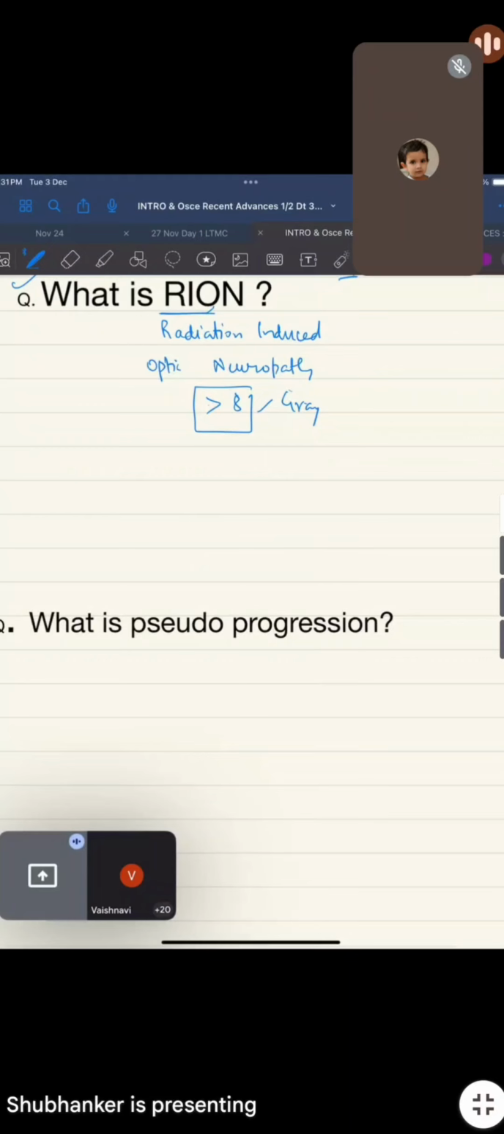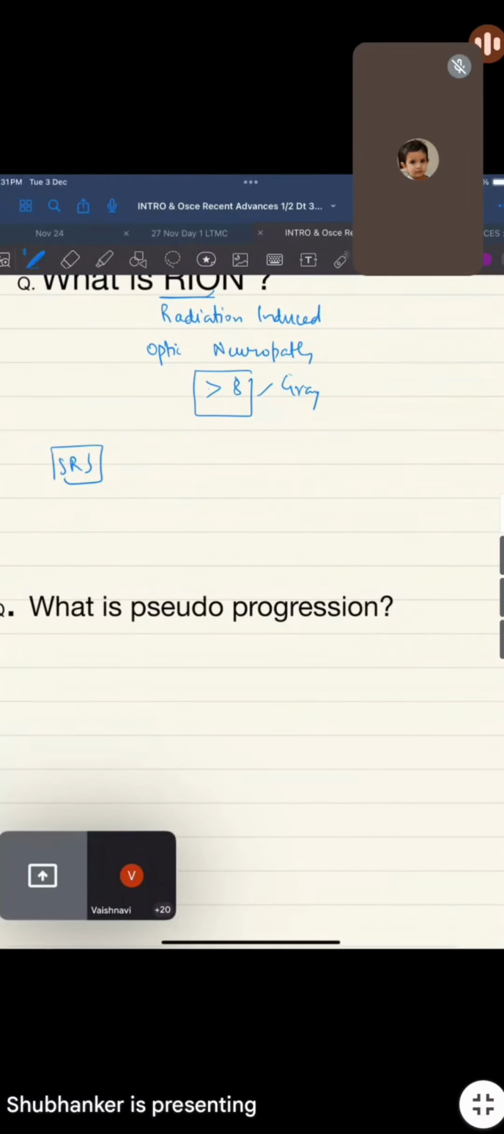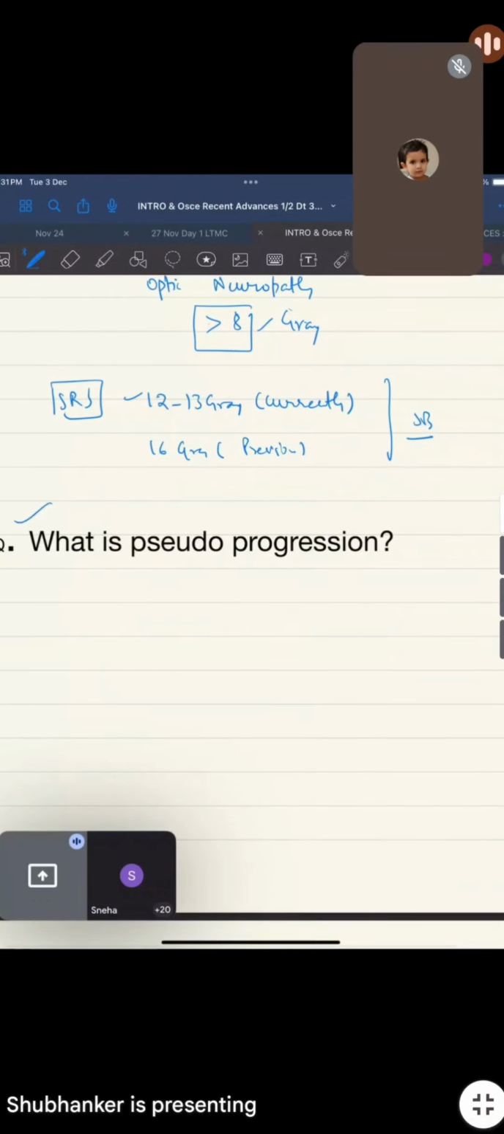Okay, here I'd just like to mention that SRS, stereotactic radiosurgery, normally is given at 12 to 13 grays. This is the radiation which is given currently. Okay, and traditionally, what was previously given was 16 gray. Both data are from Scott Brown 8th edition. Okay, you can just have a look also when you revise. Now coming to the next question of the day, what is pseudo progression? Can somebody take a try?